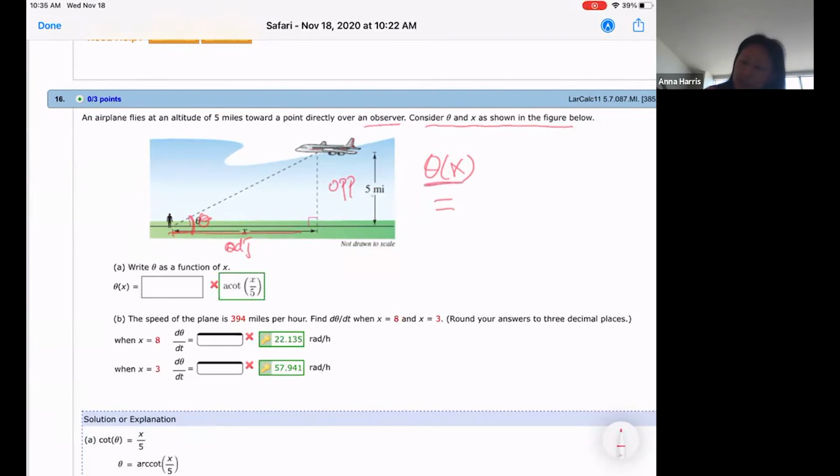So if I want to write this as theta of x, they want it as a function. Let's think about that. Tangent theta gives you opposite over adjacent, which is equal to 5 over x. But they want you to write this equation as theta equal to something, not tangent equal to. So I need to apply arctangent to each side.